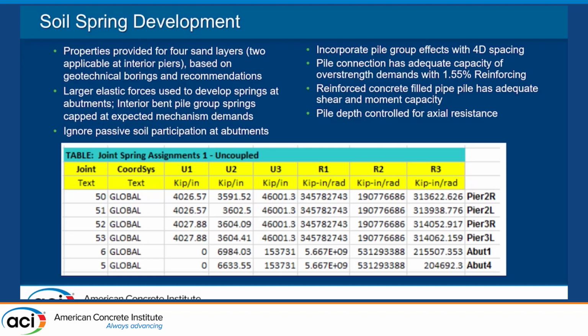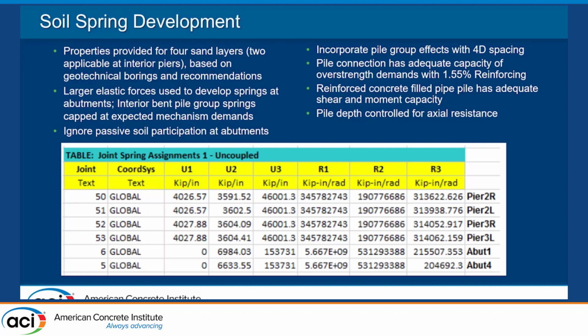Later, we're going to validate that that assumption was true. I'm not going to get into that now, but all of those validations and steps are very important in your process. So we're going to ignore the passive soil participation at the abutments. We're going to incorporate the pile group effects with 4D spacing. We're going to include the pile connection to make sure that the interface of the reinforced concrete in the pile to the footing is developing the plastic capacity, the capacity protection resistance that we want, and that the shear reinforcement in the piles and in the columns is adequate to develop the ductility.